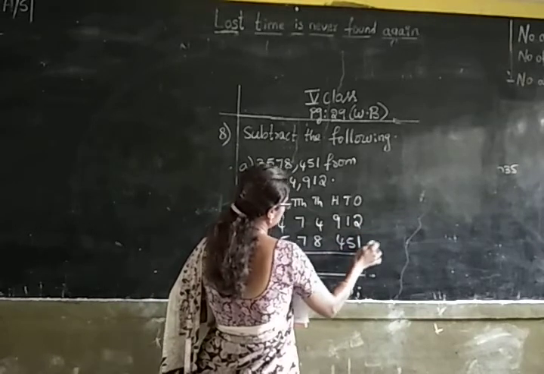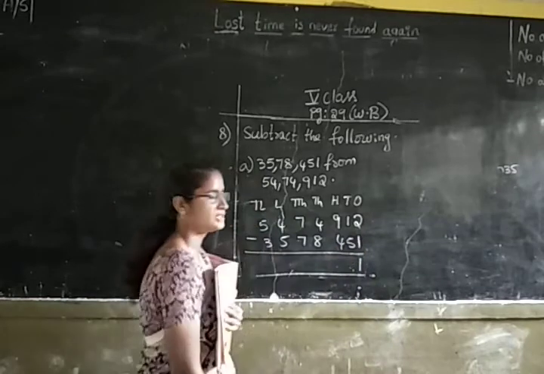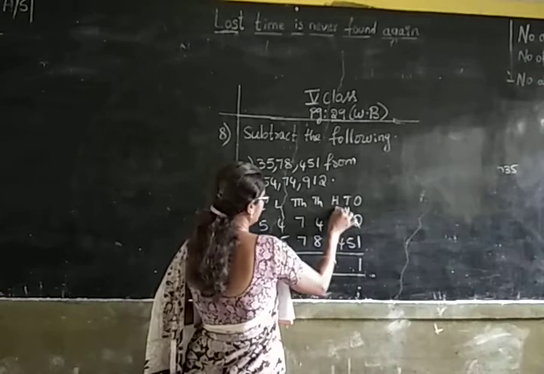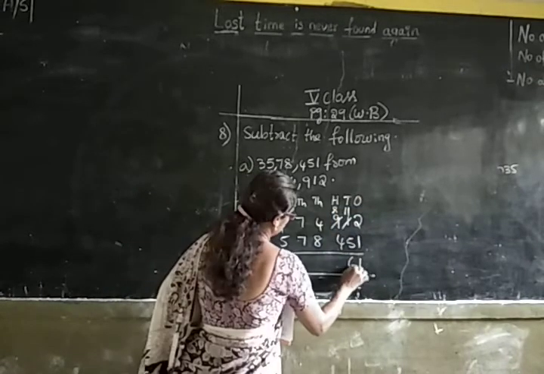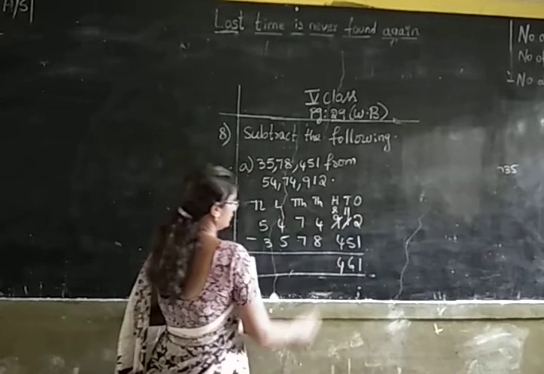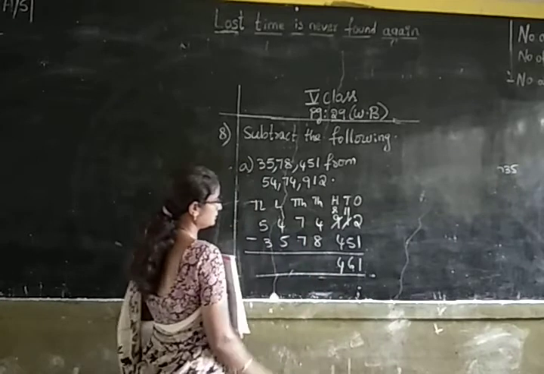So 2 minus 1 is 1. You can't subtract 5 from 1. So 1 has to borrow. 1 will become 11 and 9 will become 8. 11 minus 5 is 6. And 8 minus 4 is 4. After subtracting the numbers in 100's place, you have to subtract the numbers in 1000's place.